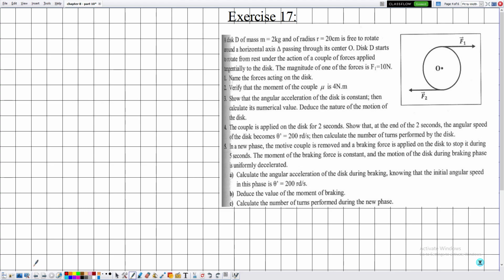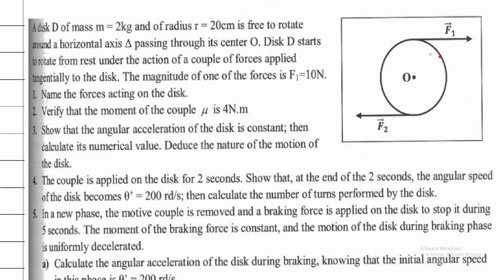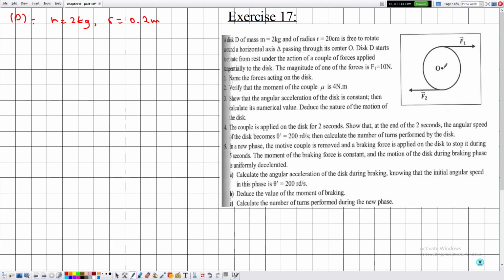And now let's move to the following exercise, exercise number 17. A disk D of mass m is equal to 2 kilograms and radius r is equal to 20 centimeters. So the disk at our disposal is given by m is equal to 2 kilograms and the radius r is equal to 0.2 meters. It is free to rotate around a horizontal axis delta passing through its center O.